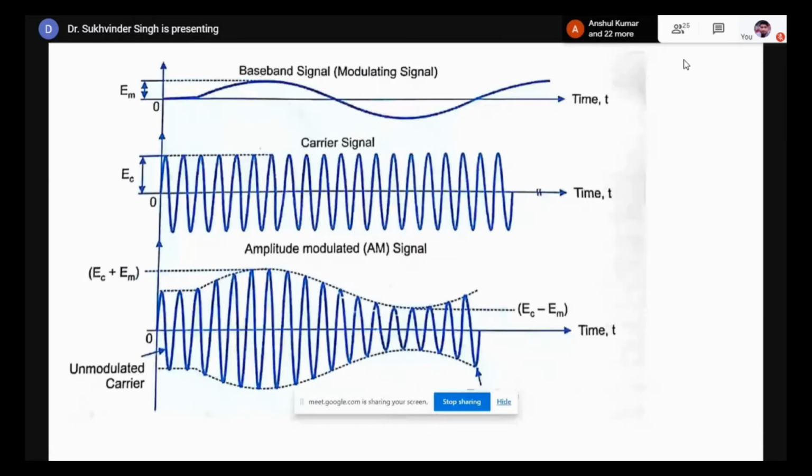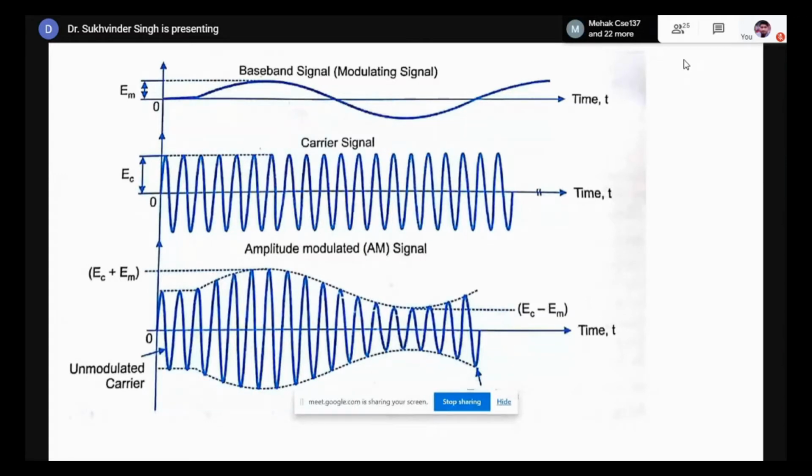For example, in this figure, you can clearly see the first signal. The first signal is similar to some sine wave, which let us call a baseband signal or a modulating signal. It means this is our original signal, the first signal which we want to send. EM represents its maximum amplitude. The X-axis represents the variation of this signal in time. So this signal is continuous.